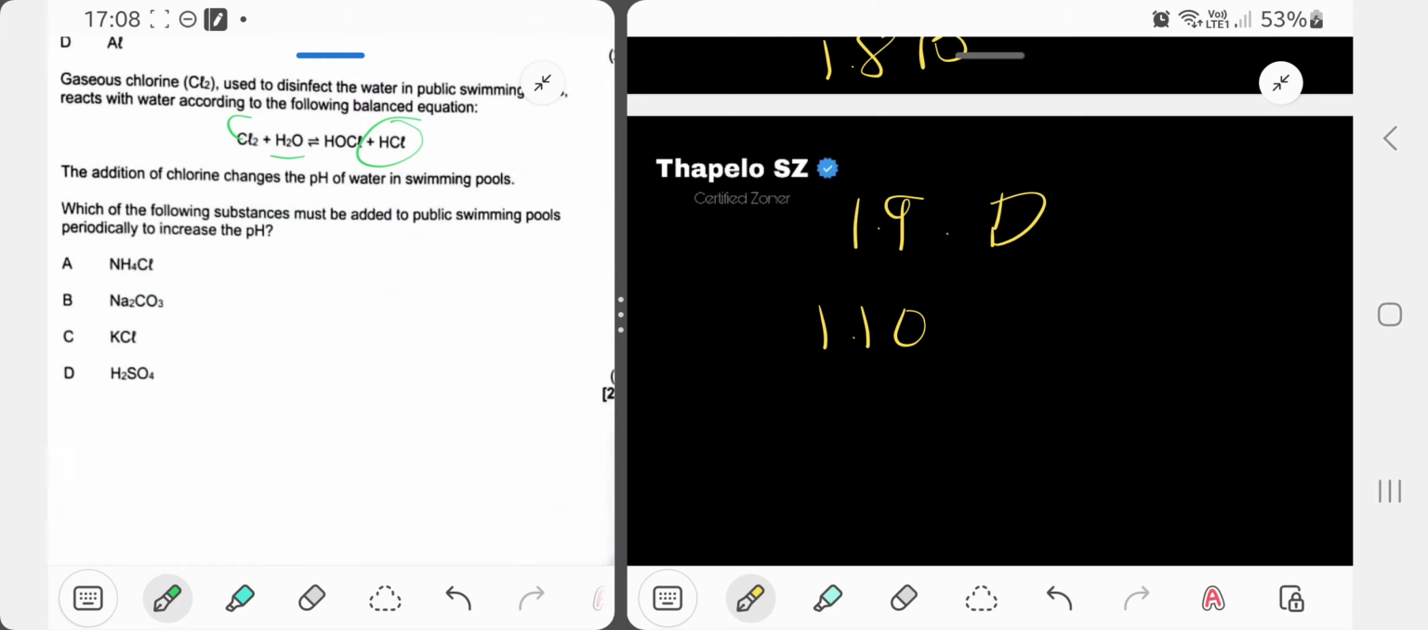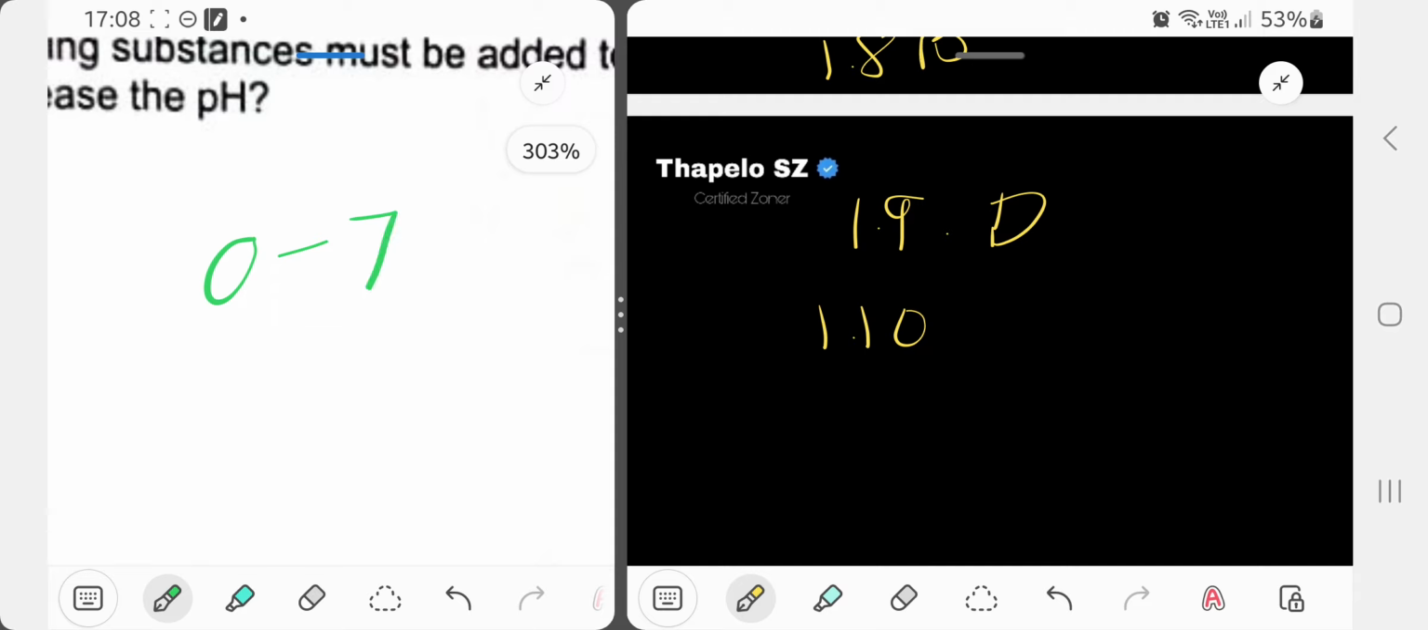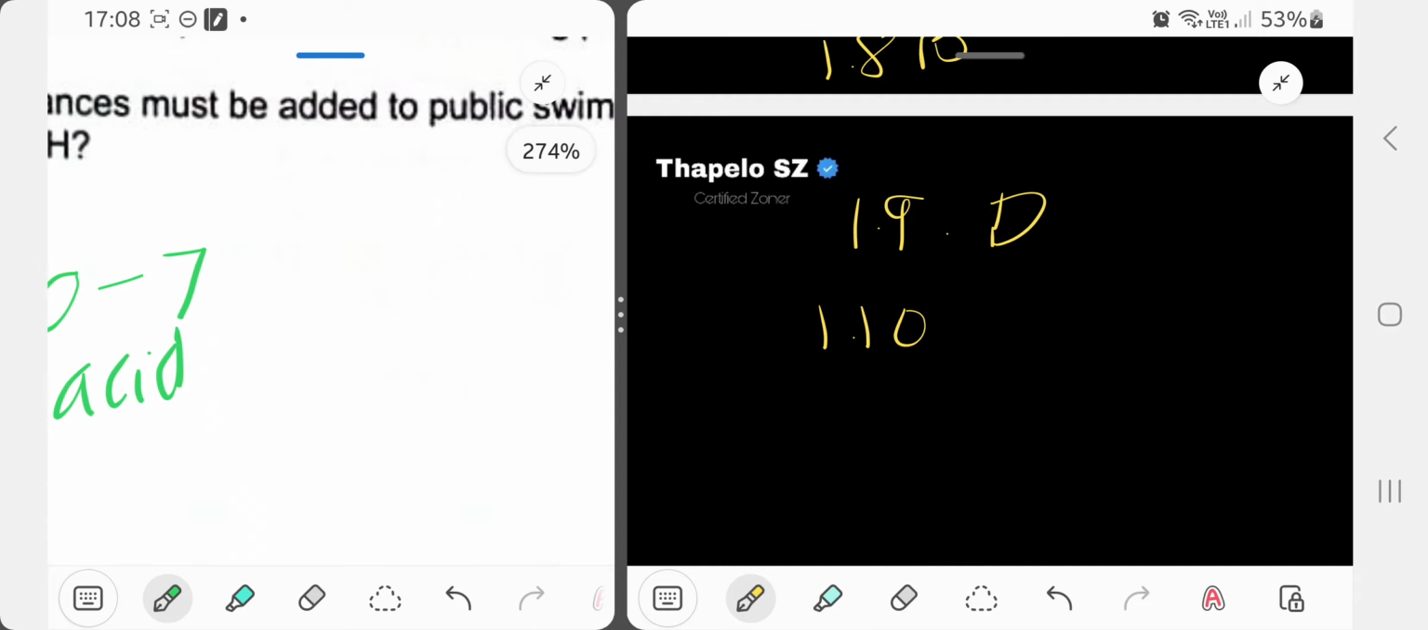So we'd assume that it changes it to a lower pH, because we understand that acidic pH ranges from 0 to just before 7, and then the basic pH is after 7 to 14. And then it says which of the following substances must be added to public swimming pools to periodically increase the pH. So the only thing we need to understand is that 0 to 7 is acid, and from 7 to 14 is basic.